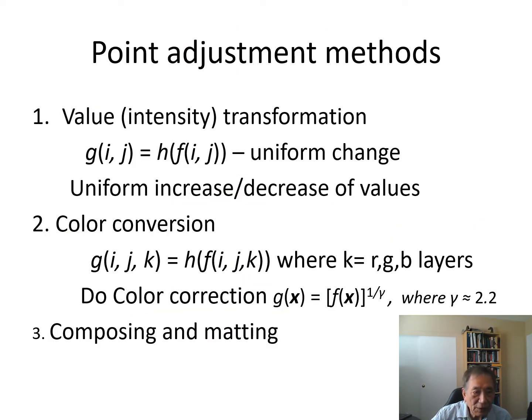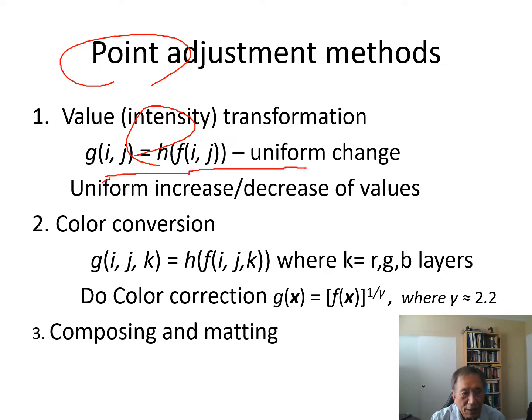Then in doing the point adjustment, the values will change with uniform increasing or decreasing, or sometimes it can be a function of the location, but in general this is uniform. So after collecting the overall information, like a histogram, in the lab you will see how to work with the histogram, how to create one and use it, and then using the histogram you can equalize or spread it out.